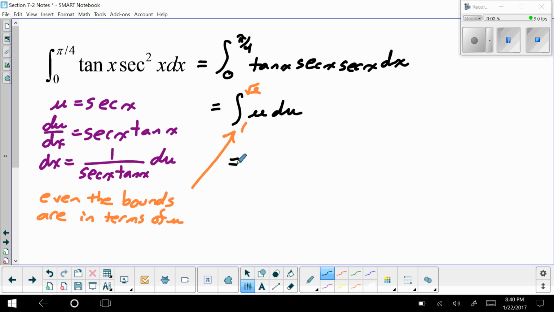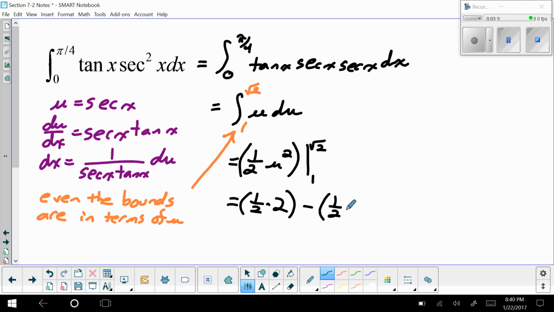Well, the antiderivative of u would be 1/2 u squared. In this case, I do not need a plus c because this is a definite integral, and the plus c is going to cancel out when I do the subtraction. Plugging in radical 2, I would have 1/2 times 2 minus 1/2 times 1, which is going to equal 1/2. And there is the integral, a definite integral using substitution.